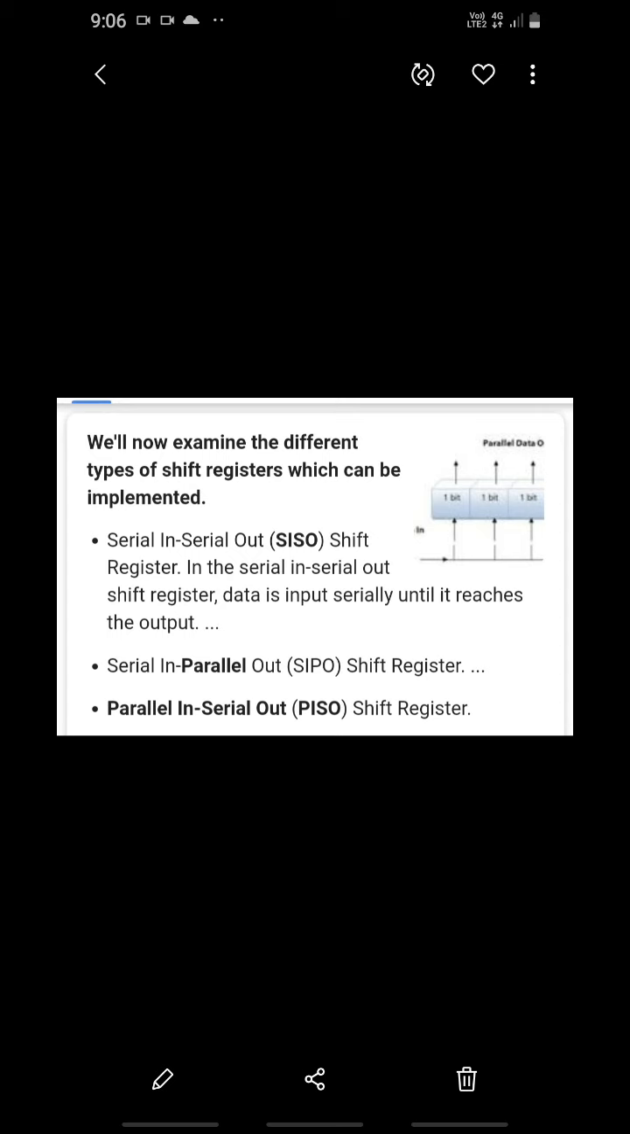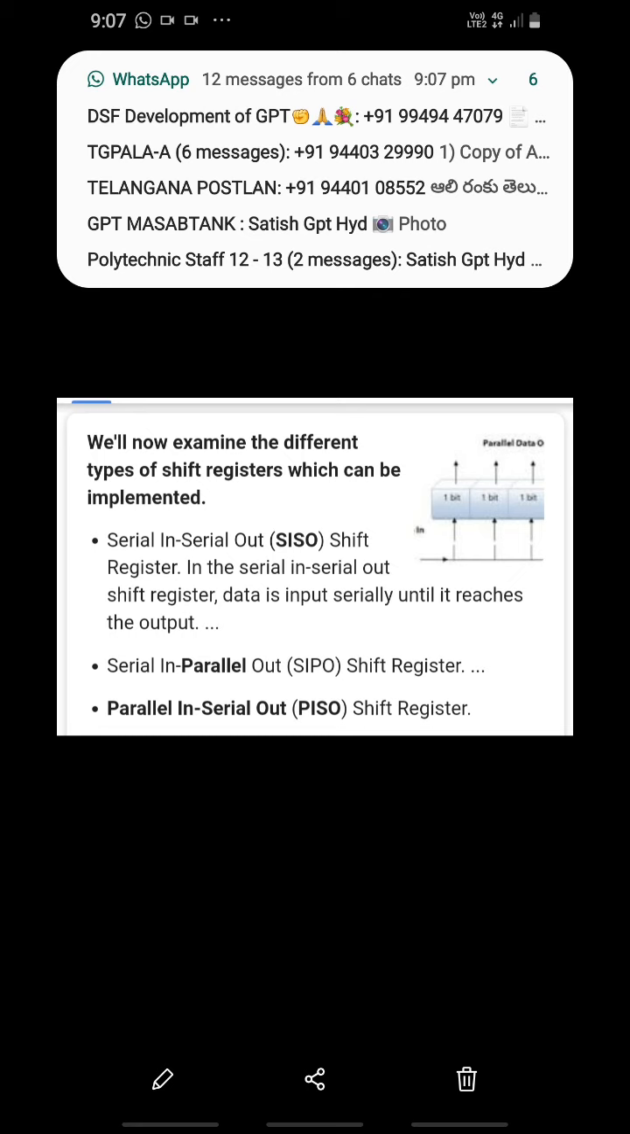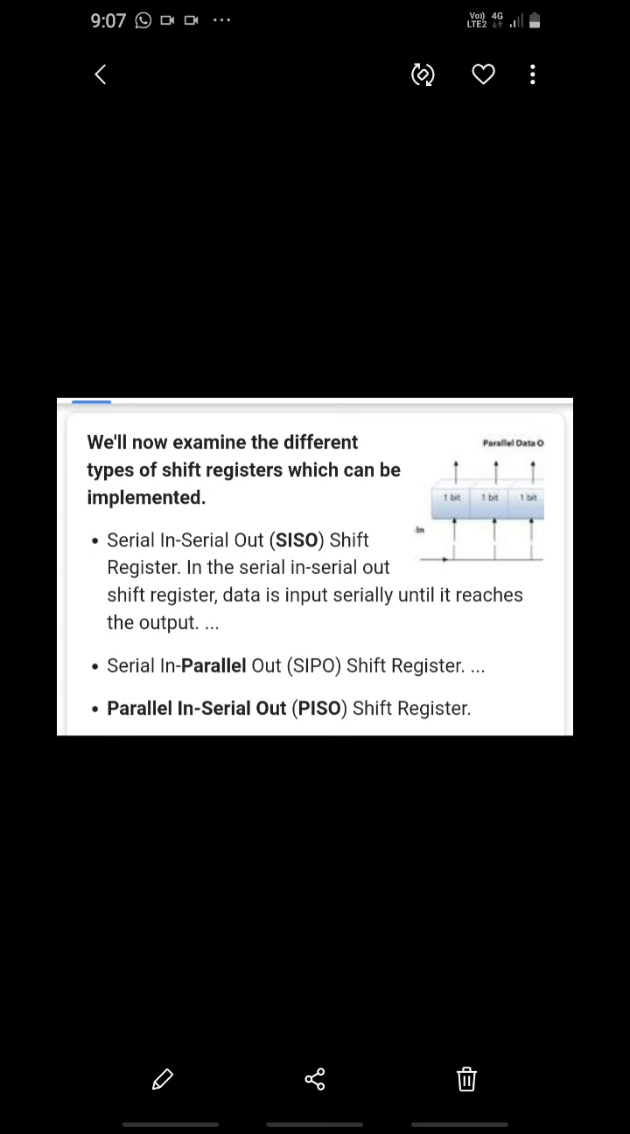Today I am explaining about the types of registers in digital electronics. In registers, data may be moved in and out serially or parallelly. Depending upon this, shift registers may be classified as serial in, serial out shift register, serial in, parallel out shift register, parallel in, serial out shift register, and parallel in, parallel out shift register.